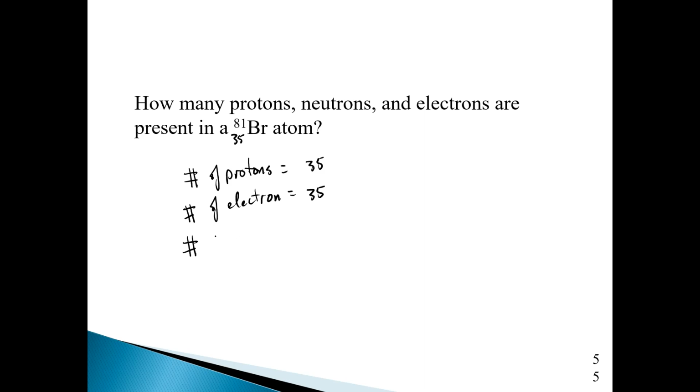So now we get to the number of neutrons. The number of neutrons, in this case, would be equal to the mass number, which is 81, minus the number of protons, or the atomic number, which is 35. And when we do that calculation, 81 minus 35, the answer works out to be equal to 46. So the number of neutrons in the case of this particular isotope of bromine is 46.